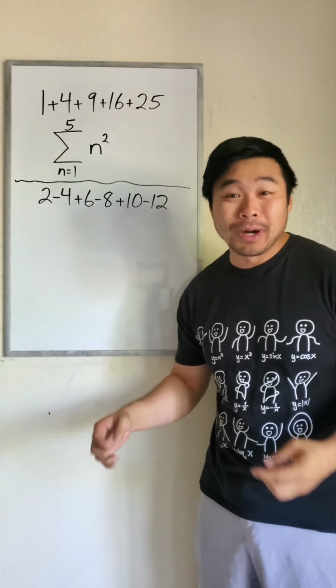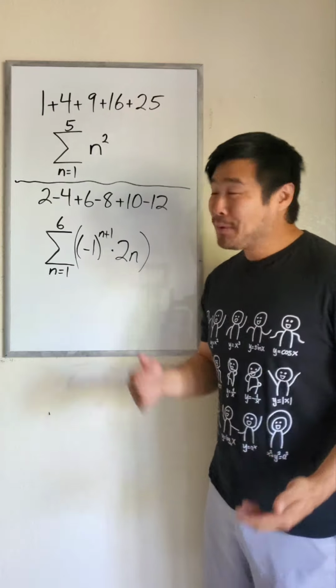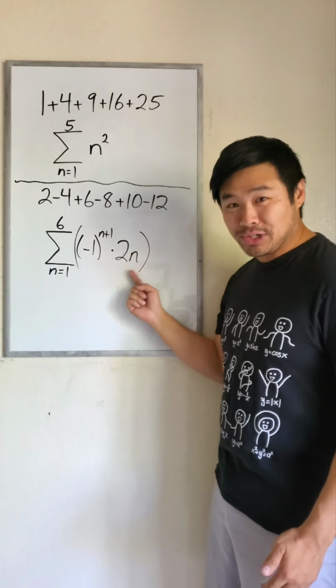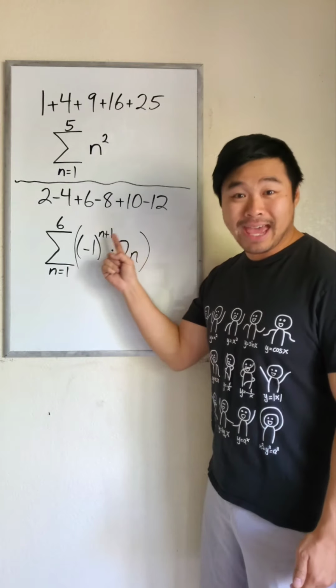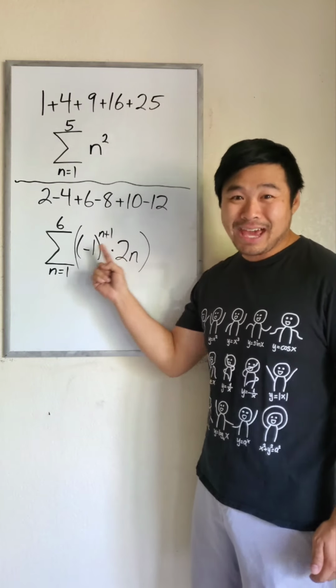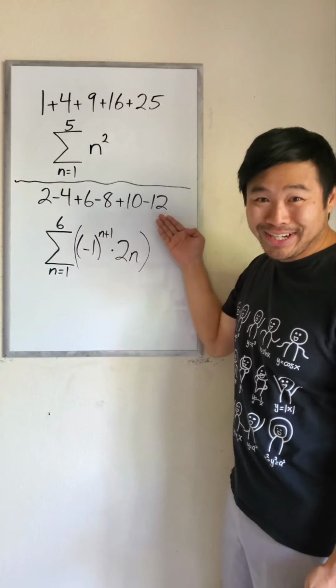Now, here's a trickier one where the signs switch. Pause here and think about it. So I see multiples of 2, so I'm going to write 2n, and to alternate signs, we can write either (-1)^n or (-1)^(n+1). It just depends on what you're writing over here and what works over here.